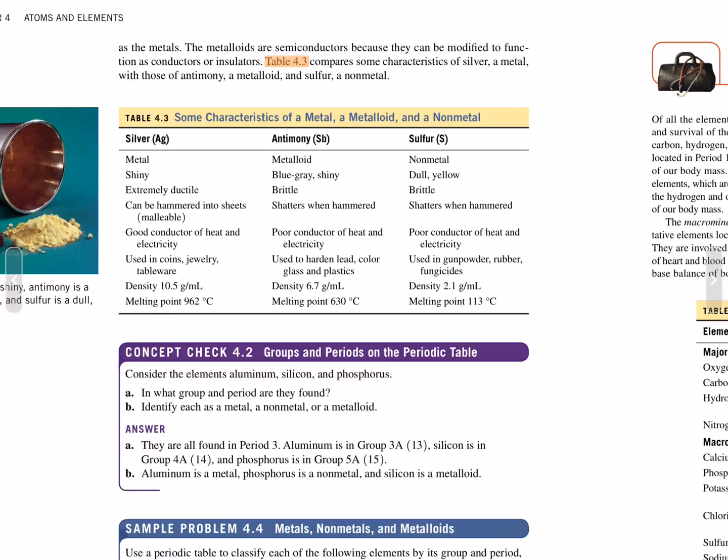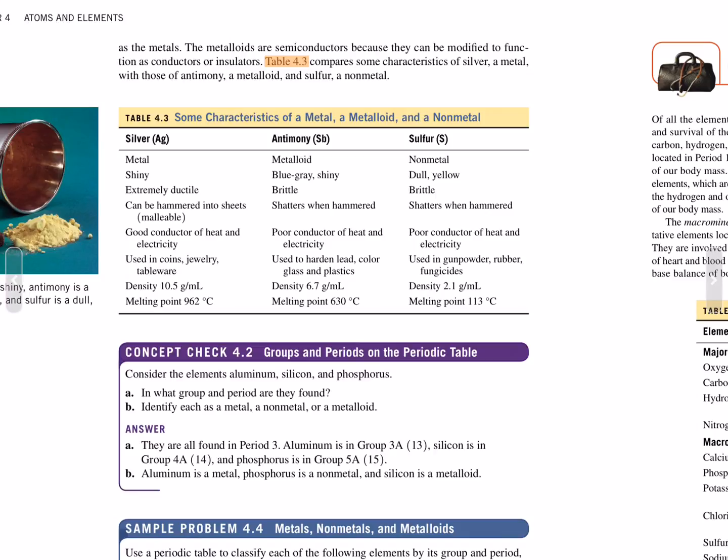Antimony is a metalloid. It's blue-gray and shiny. It's brittle. It shatters when it's hammered. It's a poor conductor of heat and electricity. It's used to harden lead and to color glass and plastics. Its density is 10.6 grams per milliliter and its melting point is 630 Celsius.